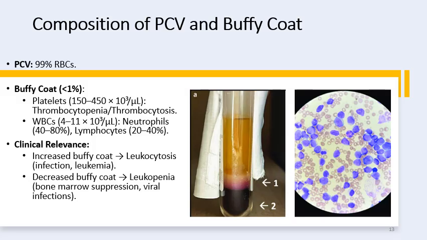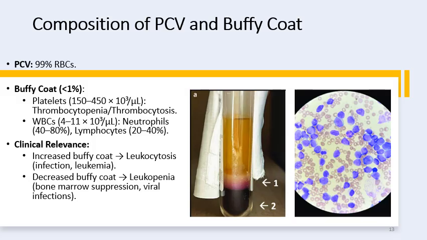count in the blood represents about 150 to 450. This is the range. If less than 150, it is called thrombocytopenia. If it is more than 450, it is called thrombocytosis. The white blood cells are 4 to 11,000 per cubic millimeter, and they are composed of a lot of cells. The most important of them are called neutrophils, and the second most important and second most common is the lymphocytes. What is the clinical relevance of understanding the buffy coat?